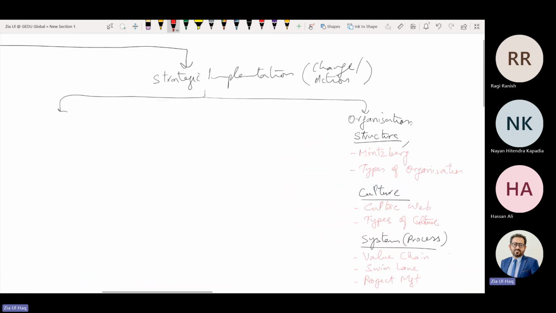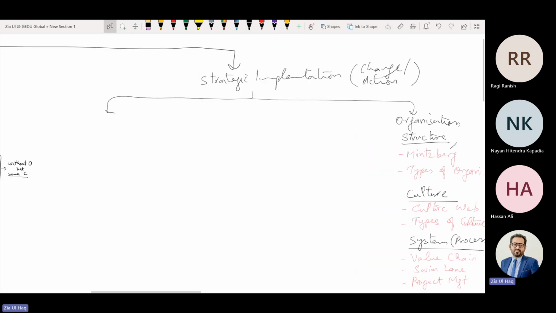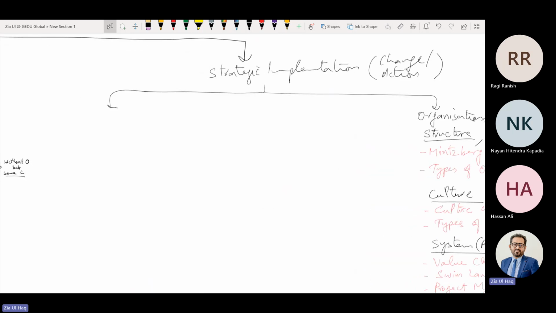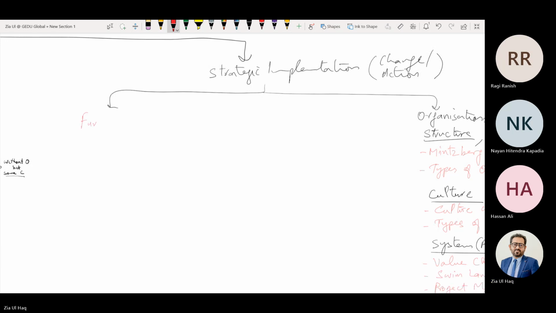So strategic implementation means making changes in the organization structure, culture, system, or performing action outside the organization. Strategic implementation, we need to make changes, not only in structure, culture, system. We need to make changes in our business functions as well. We need to change our functional strategies as well. Because if business functions are not working as per top management strategy, ultimately business will not be able to achieve its objective properly.